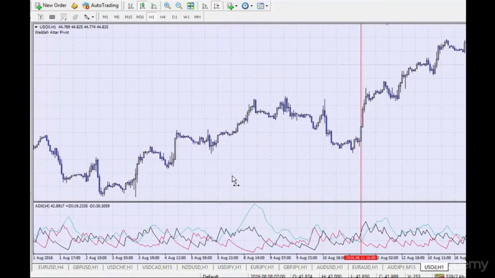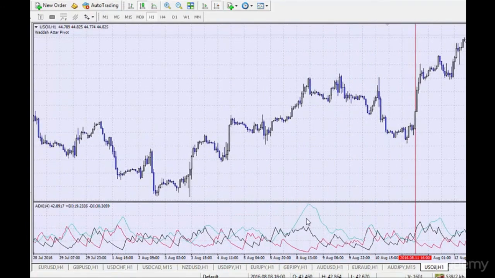Remember, whenever the ADX line is entangled with the other line, that's when the market is consolidating, meaning that's when the market is going sideways. Whenever the blue line, the ADX line, is above all the other lines, that's when the market is strong. That's when the market is trending.